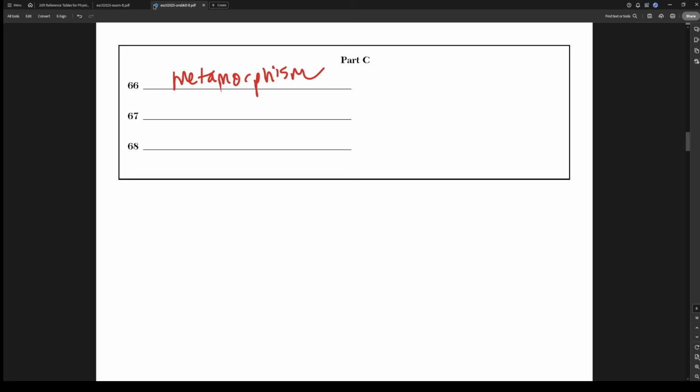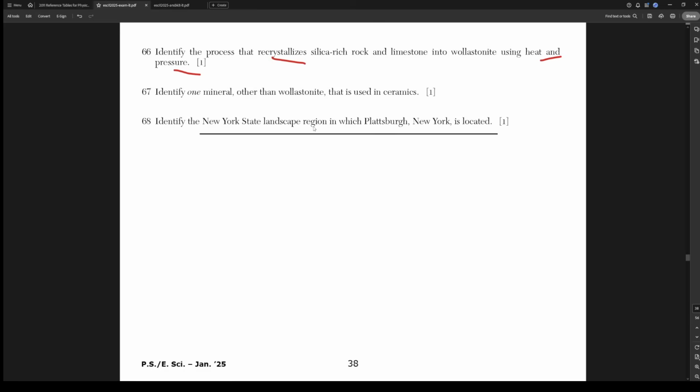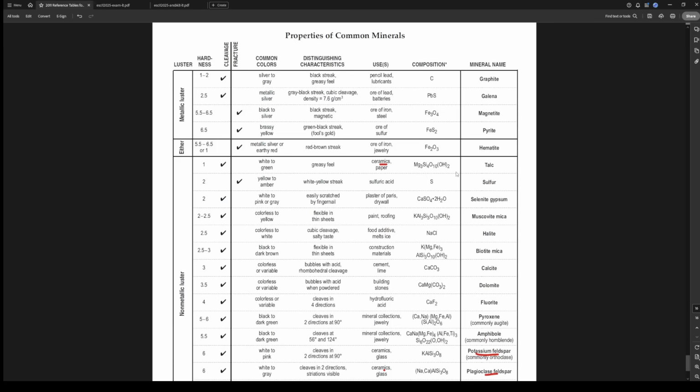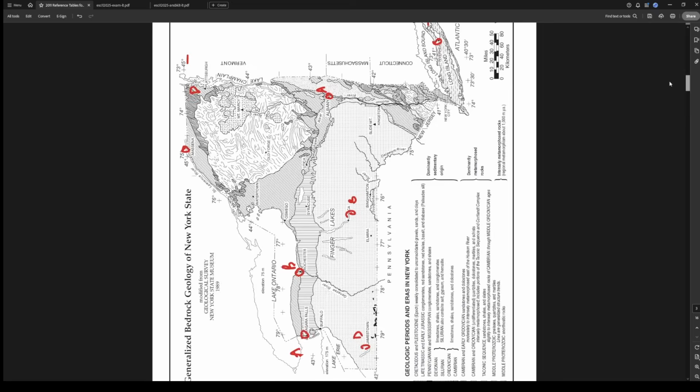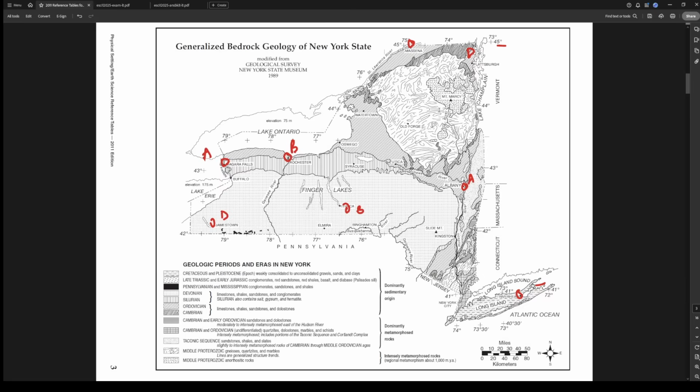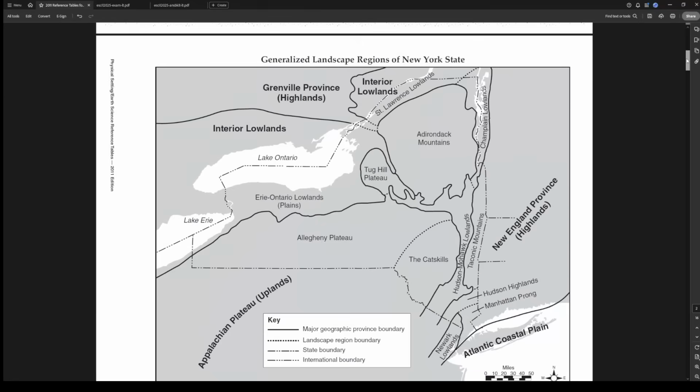And guess what? I'm going to write talc because it's the shortest one. 68. New York State landscape region in which Plattsburgh's located? This is easy. Go find Plattsburgh. So we're going to rotate this page. Okay. Plattsburgh right here, so top right hand corner. And then we're going to find that exact top right spot on page 2. So Champlain Lowlands. It's up there.